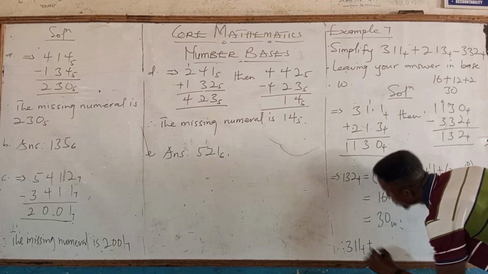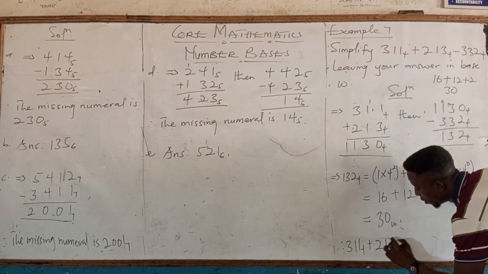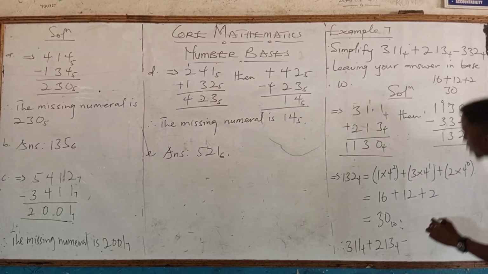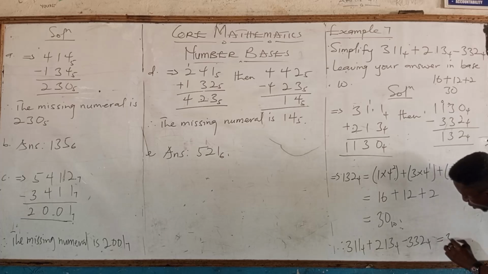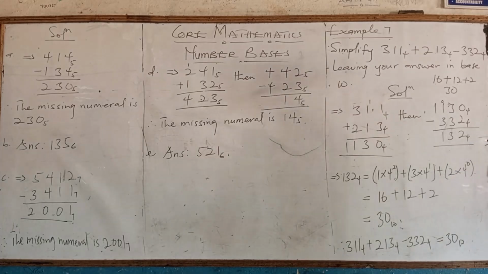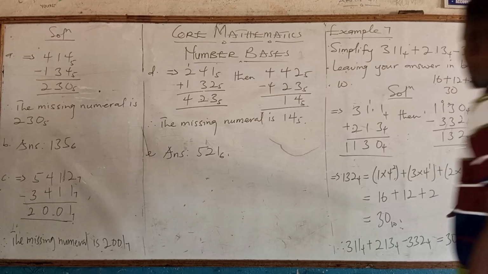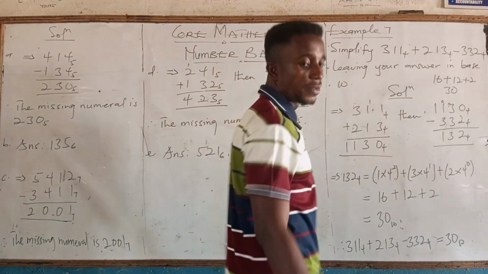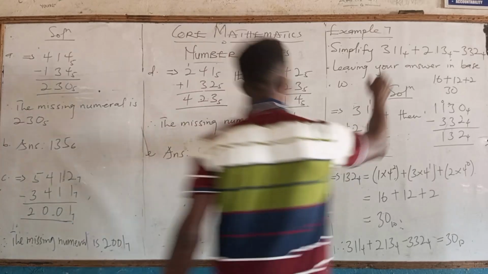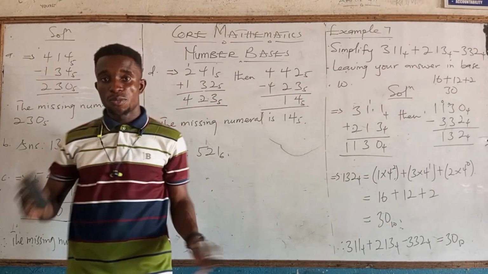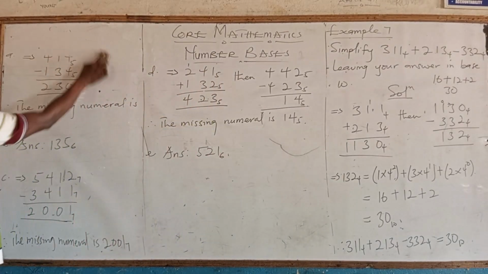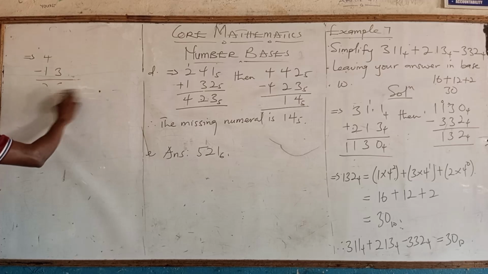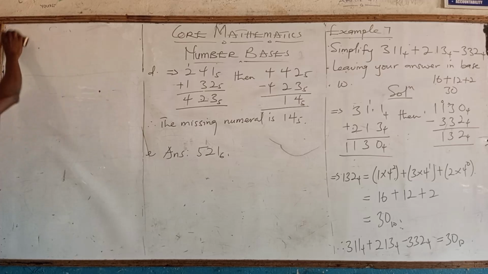Therefore, 311 base 4 plus 213 base 4 minus, is equal to 30 base 10. Or you can simply say 30. Okay, so that is that for example number 7. Example number 8. And I hope you understand that one, because I know that one, you've already done it. This one is very simple. I'm only going to explain example number 8, but I won't solve.